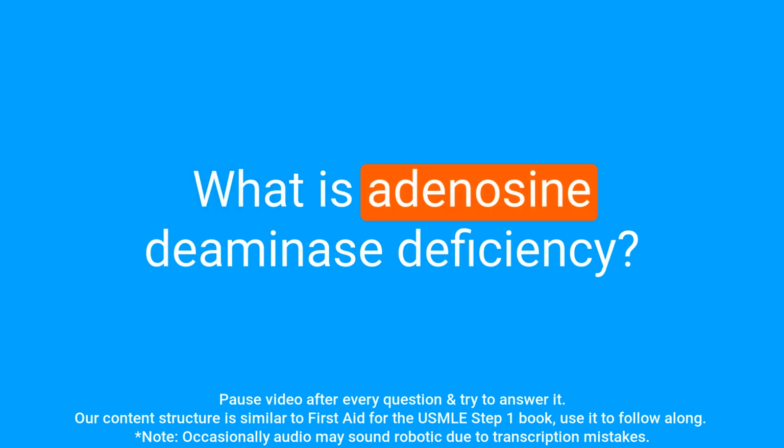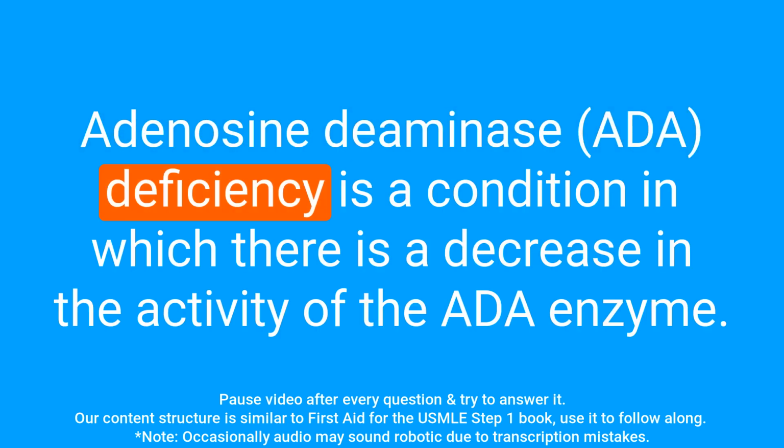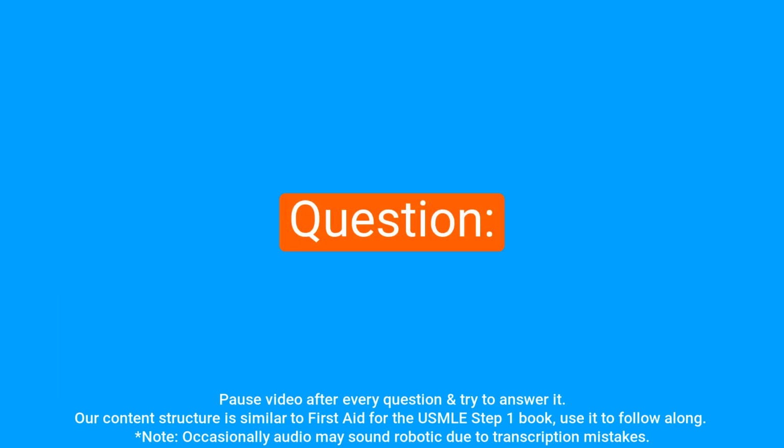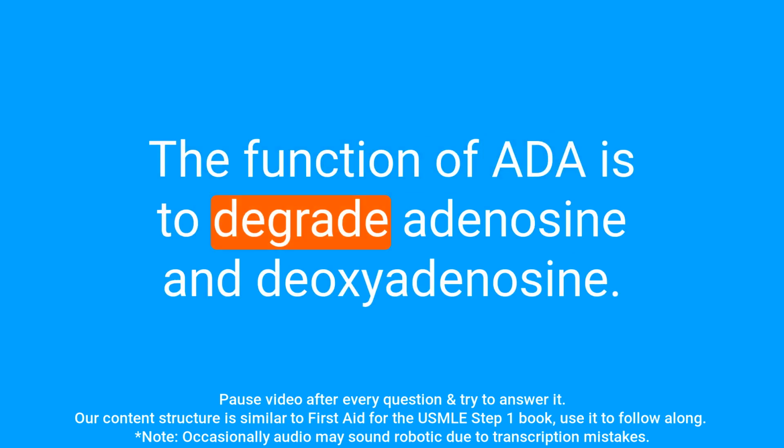Question: What is adenosine deaminase deficiency? Answer: Adenosine deaminase deficiency is a condition in which there is a decrease in the activity of the ADA enzyme. Question: What is the function of ADA? Answer: The function of ADA is to degrade adenosine and deoxyadenosine.